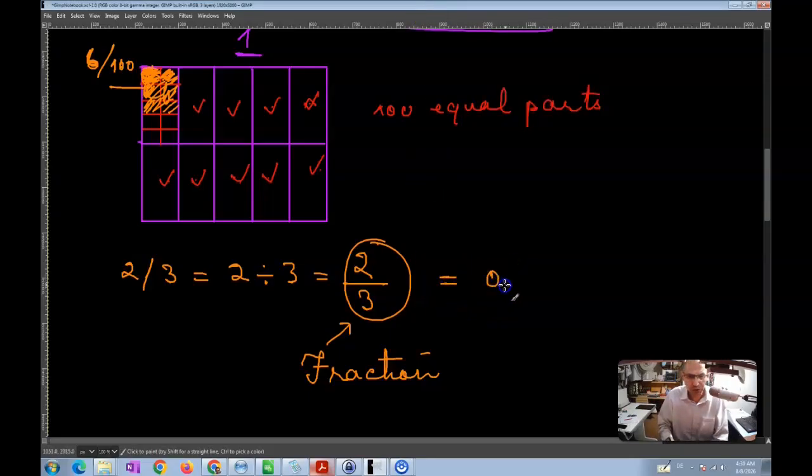So this is the same thing as 0.66. If you want to write 0.666 and so on and so forth, you would simply write it as 0.6 and put a bar over it, which means that this 6 keeps repeating, right? So this is a decimal number.